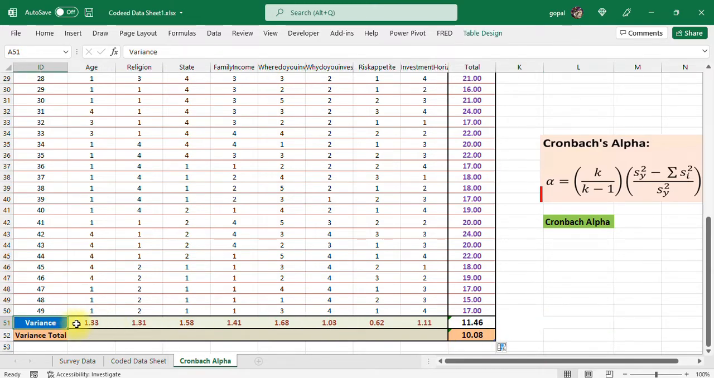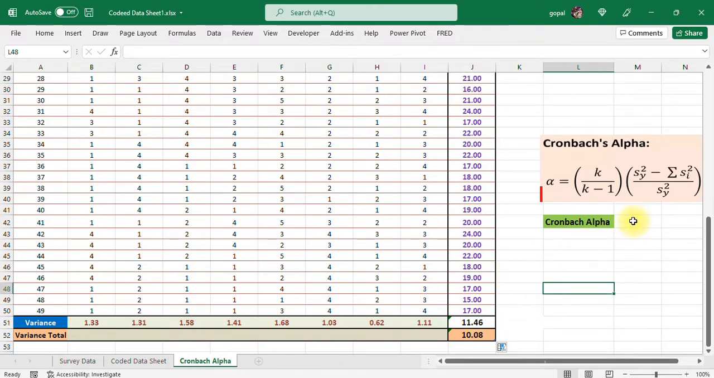So you can see the individual variances are here. The total of these variances is 10.08, and the variance of the individual respondents' scores is 11.46. Now I will put all these values in to calculate Cronbach alpha.